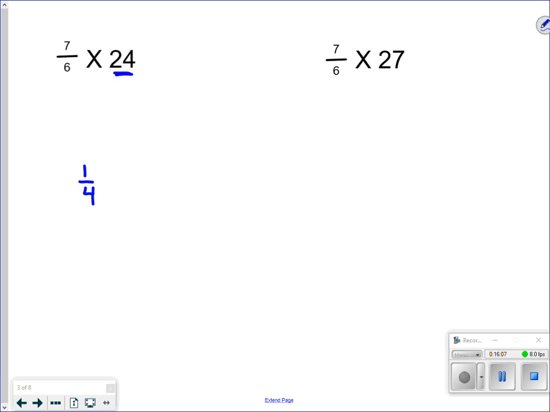So don't freak out when your answer is larger than 24. Those of you who actually pay attention to your answers, don't flip out if your answer is larger than 24, because this number is bigger than 1. So go ahead and just try this first one, 7/6 of 24, however you're going to do it, and see what you get.